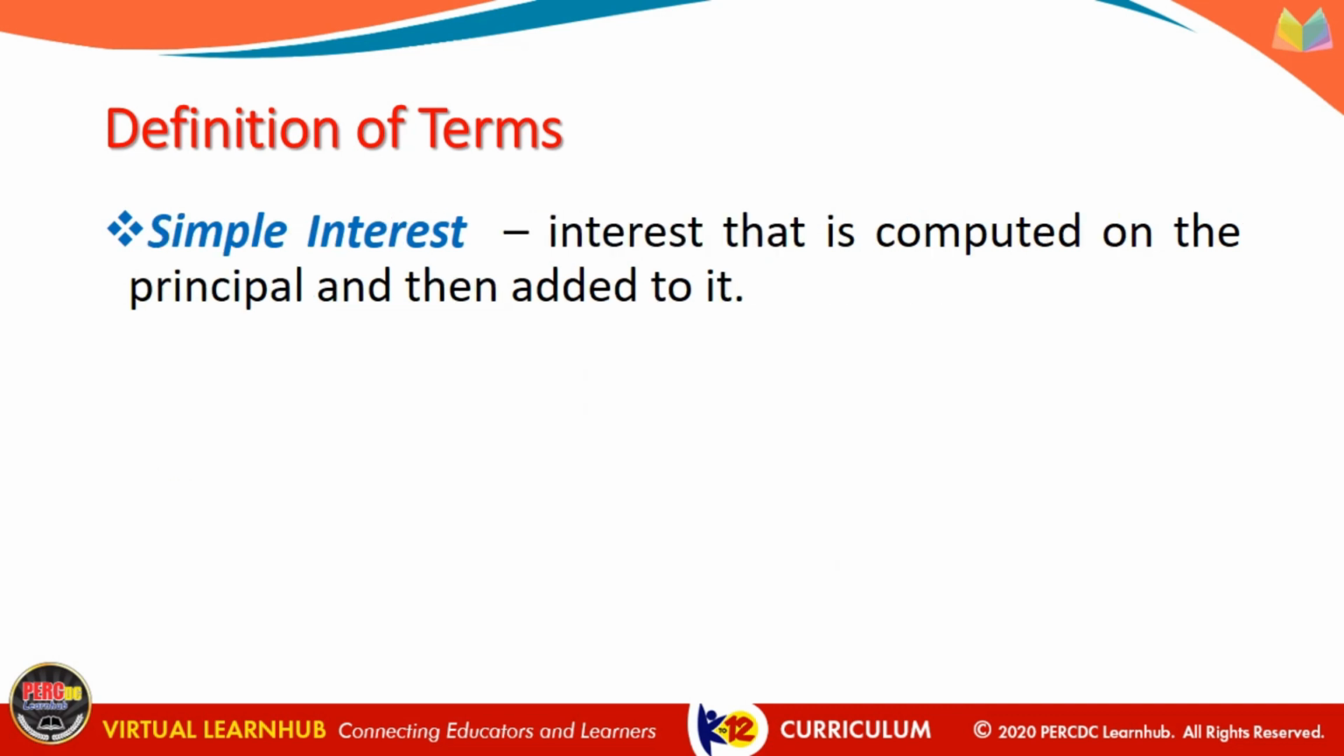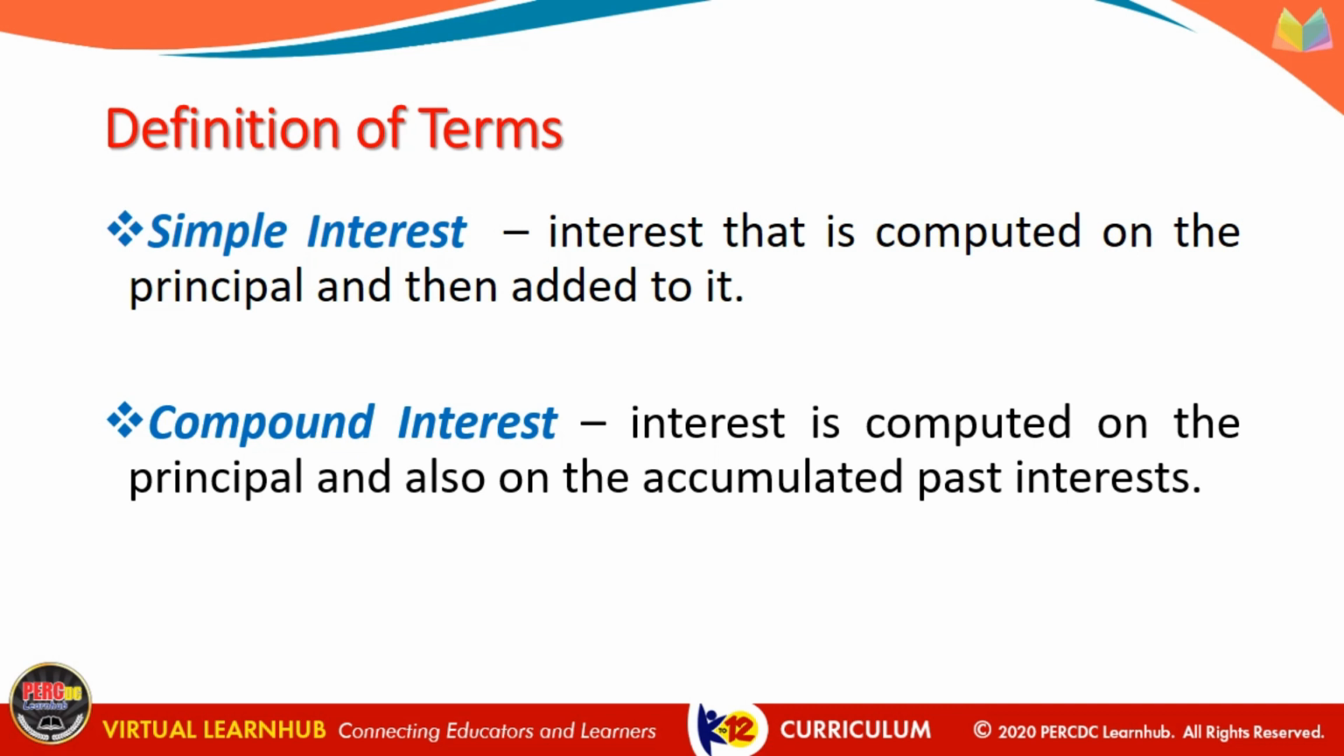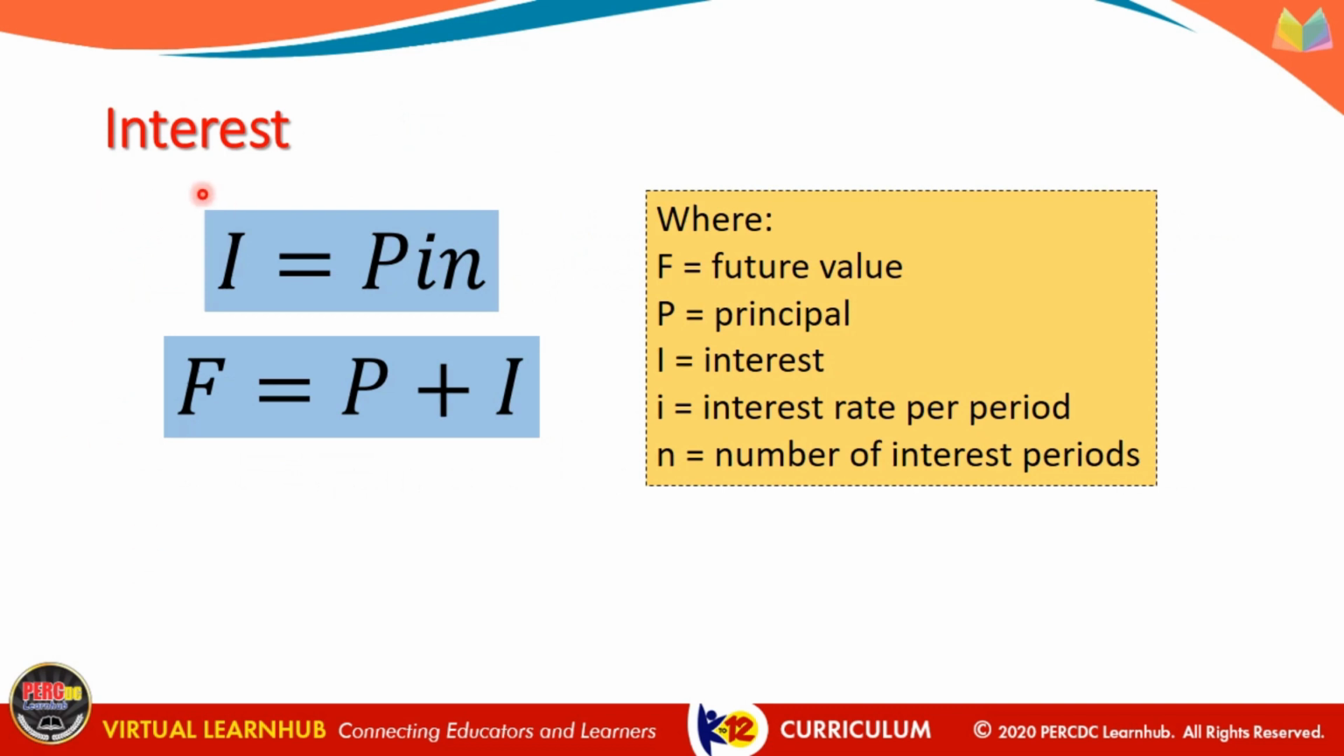Let us now have simple interest and compound interest. Simple interest, interest that is computed on the principal and then added to it. And compound interest, interest is computed on the principal and also on the accumulated past interest. In solving for interest, we use this formula. Interest I is equal to principal P times interest rate I times number of periods N. We also use future worth or future value is equal to the principal plus the gained interest.